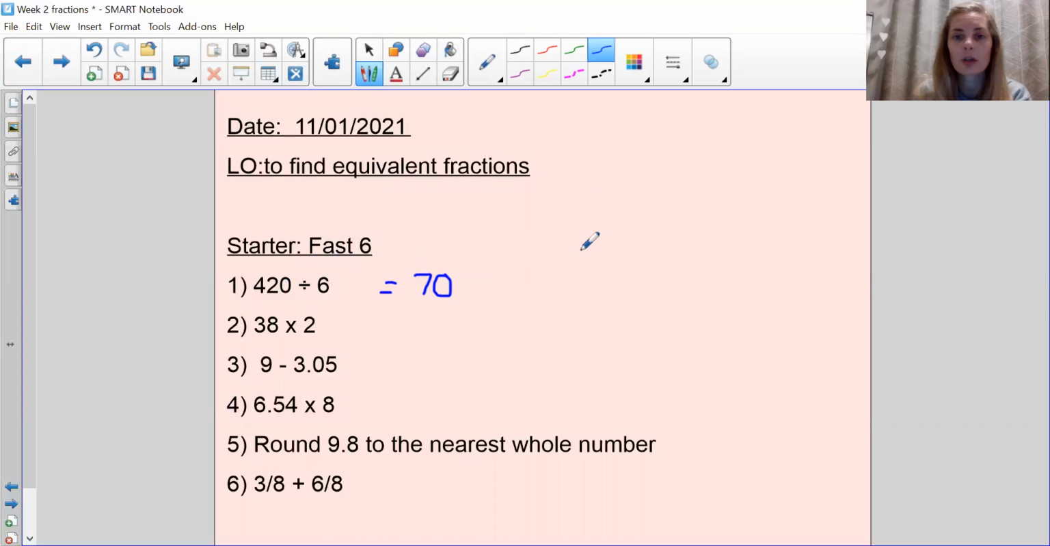I wouldn't need to go and do my little bus stop method. I can simply look at this number. The fact that it ends on a 0 is alarm bells going off in my head. I look at the numbers prior to that and I go, right, I can do 42 divided by 6.